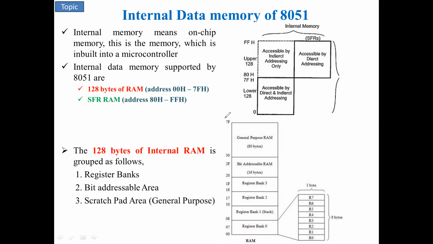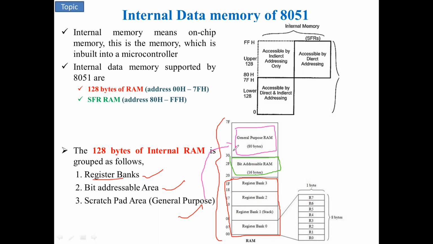This 128 bytes of internal RAM is grouped into 3 areas. One is the register bank, up to this portion. The second one is the bit addressable RAM. And the third one is general purpose RAM, or scratch pad.